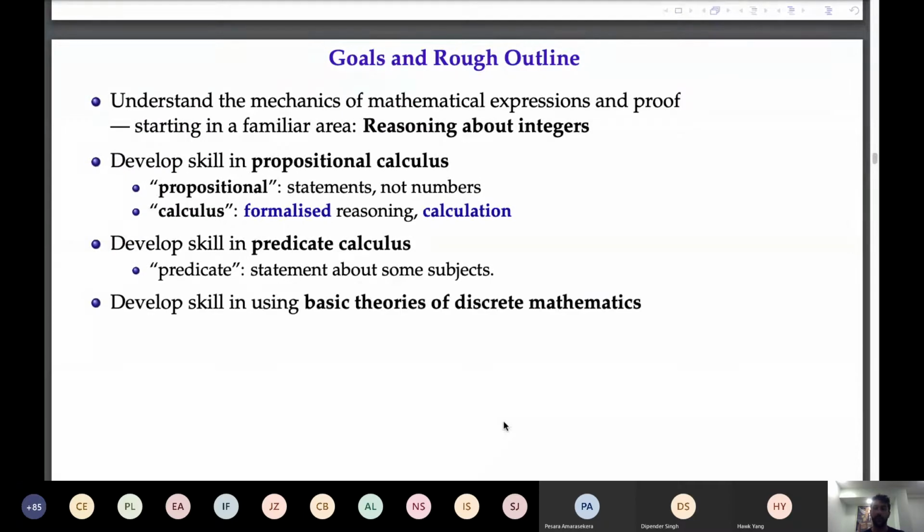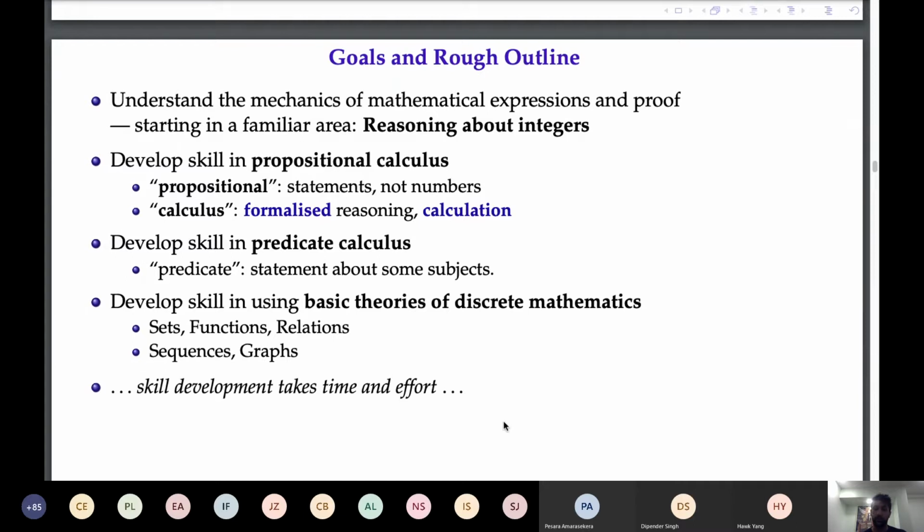We're also going to try to get you to be familiar with the predicate calculus, and develop basic skills in discrete mathematics. As I mentioned earlier: sets, functions, and relations, sequences, and graphs. There's also a third-year class on graph theory, and you'll revisit these topics as well in 2FA3 next term.